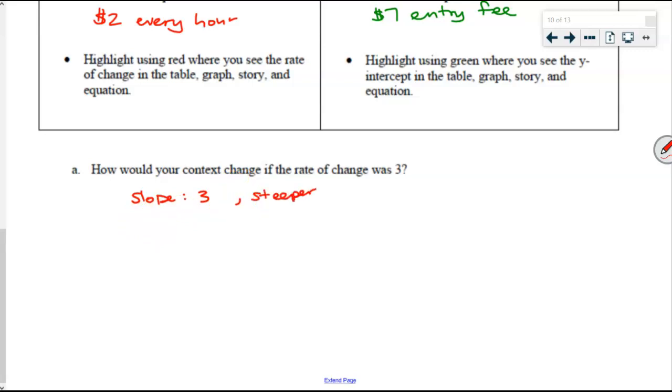And I didn't hear, did you say how it's going to change in the story? What is it going to do in the story? Say it one more time for me. Yeah, it's $3 every hour now, instead of $2 per hour.